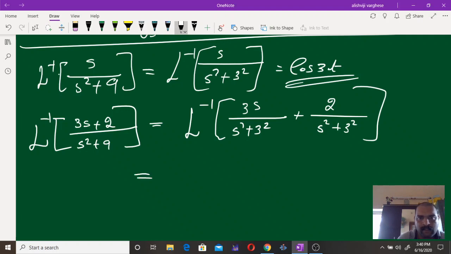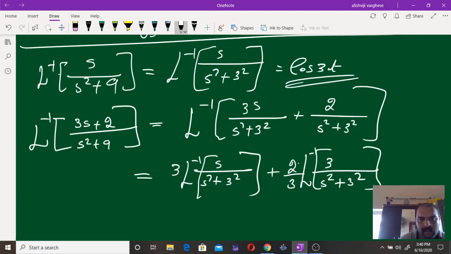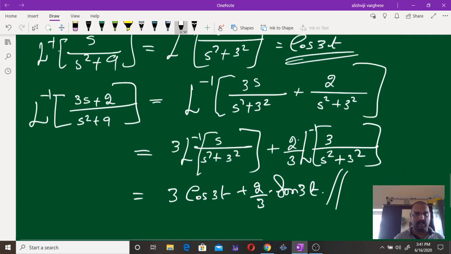which is equal to, in the first case we take a 3 outside, and that is L inverse of s by s square plus 3 square, that is the Laplace transform of cos 3t, and plus this 2 is a constant taken outside. Then here what we need is 3 by s square plus 3 square, so that we can write it as the Laplace transform of sine 3t. For that we multiply with a 3 and divide with a 3, and what we get is this one. And since Laplace transforms are linear, we can write: it is equal to 3 cos 3t plus 2 by 3 sine 3t. So the inverse Laplace transform of the given function is calculated.